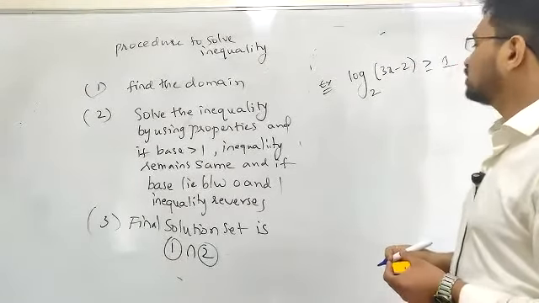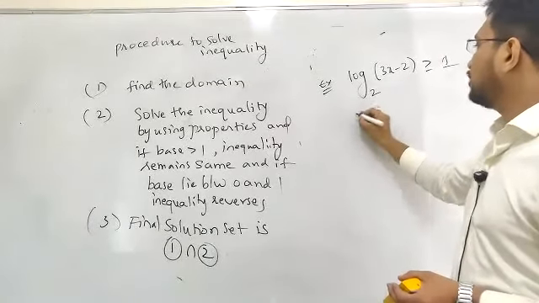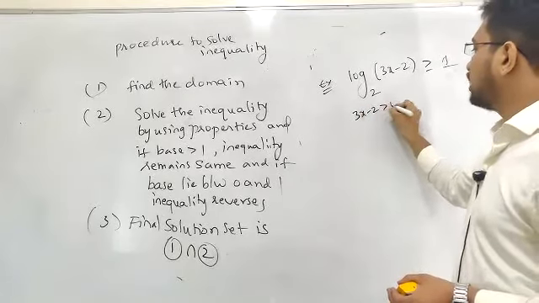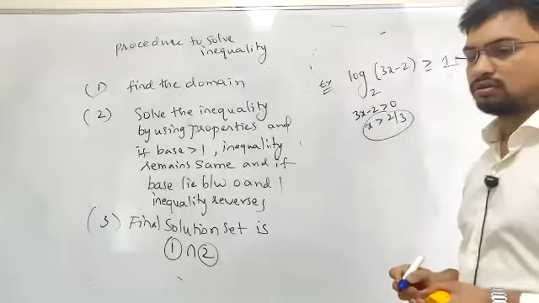Log base 2 of (3x minus 2) is greater than or equal to 1. First find the domain. The domain is 3x minus 2 greater than 0, so x will be greater than 2 by 3. This is the domain. This is step 1.